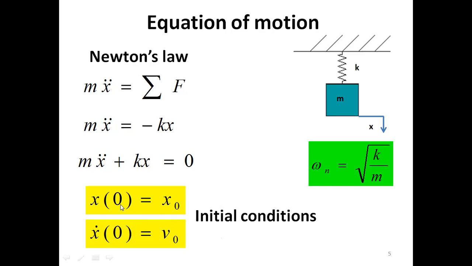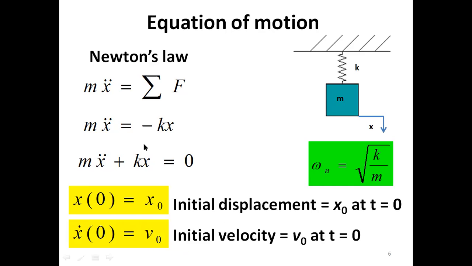Let's say x at t is equal to 0, x of 0 is equal to, let's say, x naught. X dot is the velocity, and when time is equal to 0, x dot of 0 is equal to v naught. So let's say at time equal to 0, there is some displacement x naught, and at time equal to 0, there is some velocity v naught, and we call these initial conditions. So x of 0 is equal to x naught, initial displacement is equal to x naught at t is equal to 0. Initial velocity is v naught at t is equal to 0.